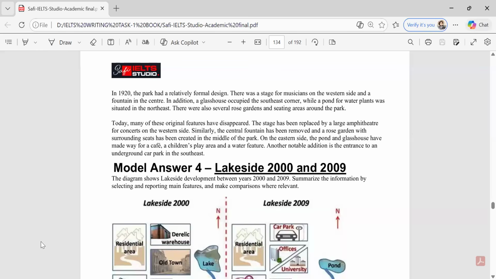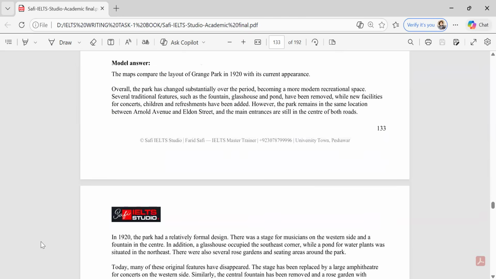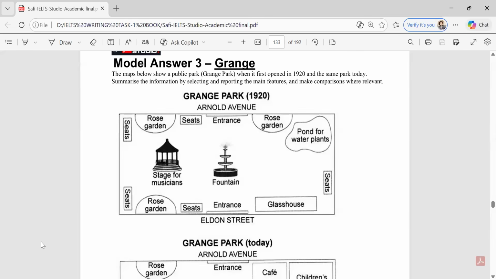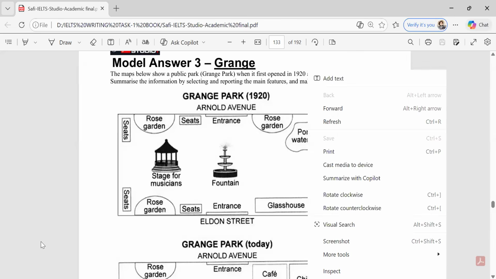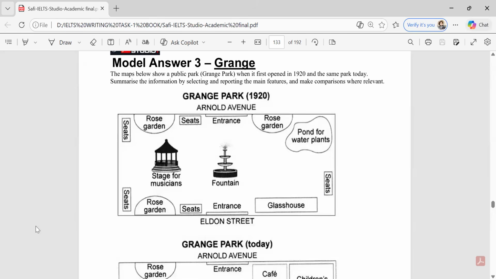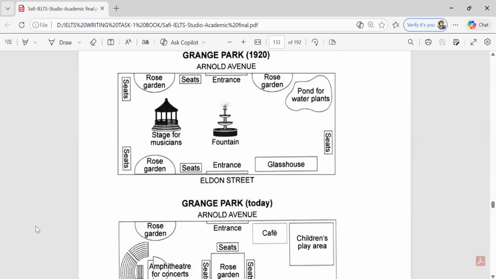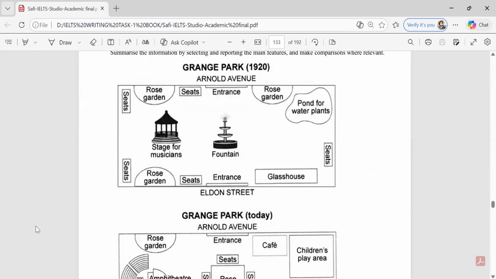While a pond for water plants was situated in the northeast. अब यहाँ पे देखिए ये नॉर्थ ईस्ट पे है कि नहीं, जो पॉन्ड है, पॉन्ड फॉर वाटर प्लांट्स, नॉर्थ ईस्ट पे. And then we want to talk about there were also several rose gardens and seating areas around the park. अब इसमें देखिए हमारे पास रोज गार्डन्स और सीटिंग एरियाज आपको नजर आ रहे हैं. There's the rose gardens and seating areas.